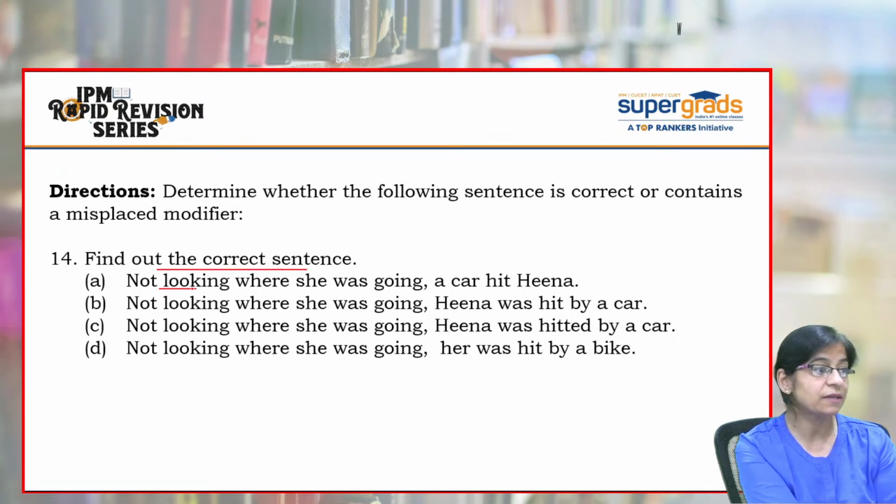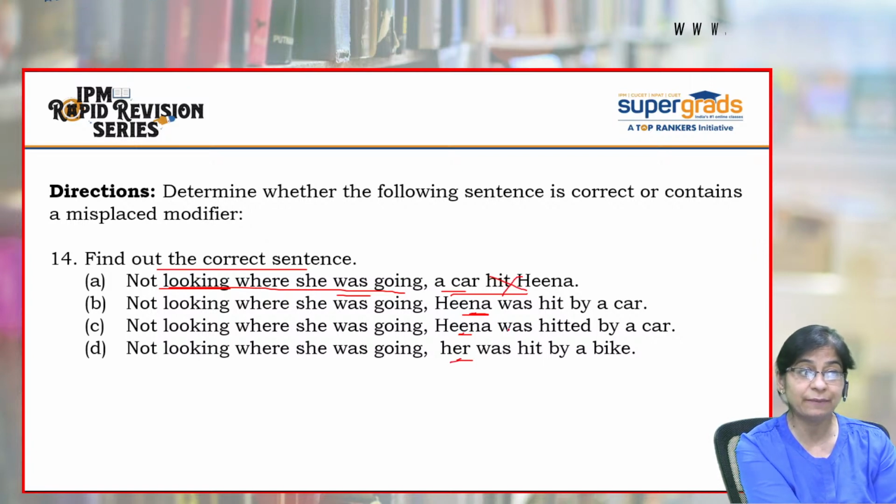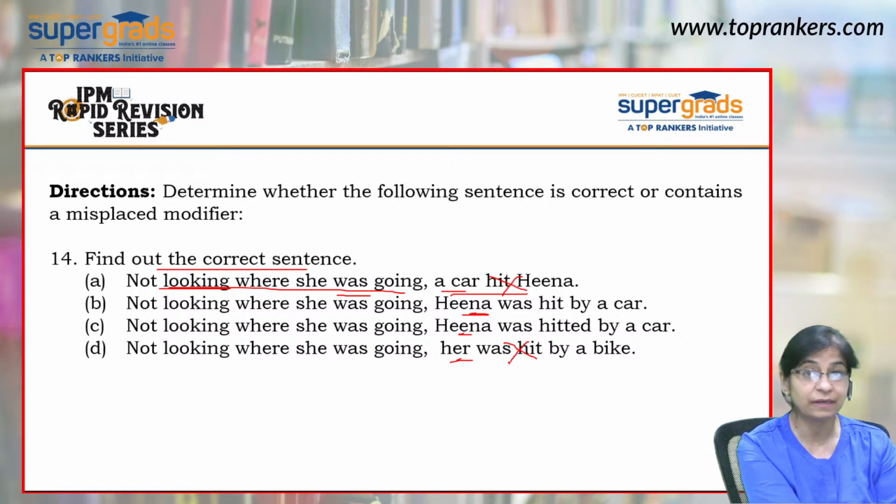So this one is not looking where she was going. A car hit Hina. Now, who was not looking where she was going? Was it a car? Was it Hina, or her? Well, I think we can eliminate the first and the fourth one. Now, let's look at the B and C part, where we at least have a subject who was not looking while she was moving.